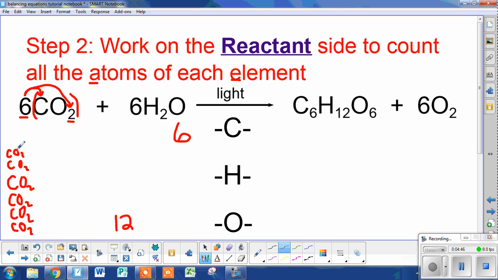All right, or I could go count them over here. Here goes 2, 4, 6, 8, 10, 12. So I got the same answer either way. So whichever way your brain works is great.